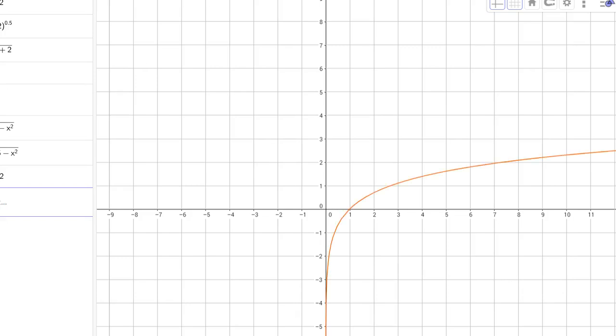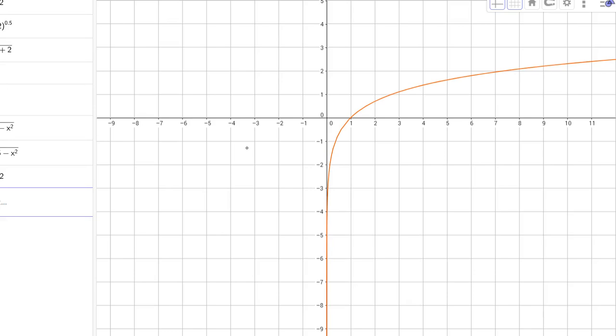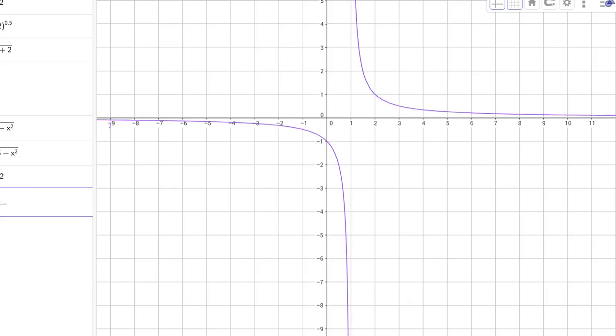Here, as you can see, this is a function. My domain is greater than 0. As you can see here, the red line is approaching 0. So my x is greater than 0. And my y is all the values of y. Let's see more.